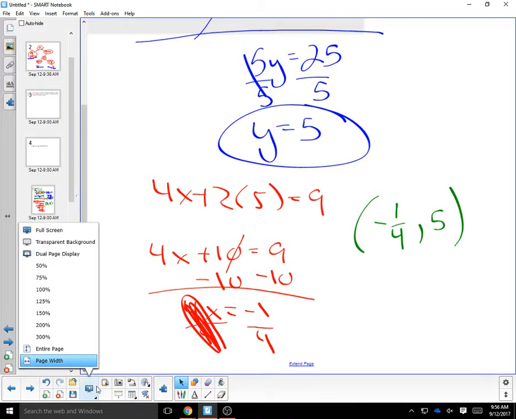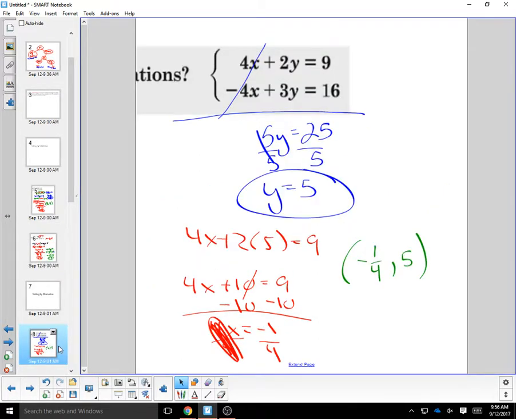Math. Oh, I plugged my answer into one of those. Yeah, we picked the top one. But you can use any one you want. You should get the same thing.